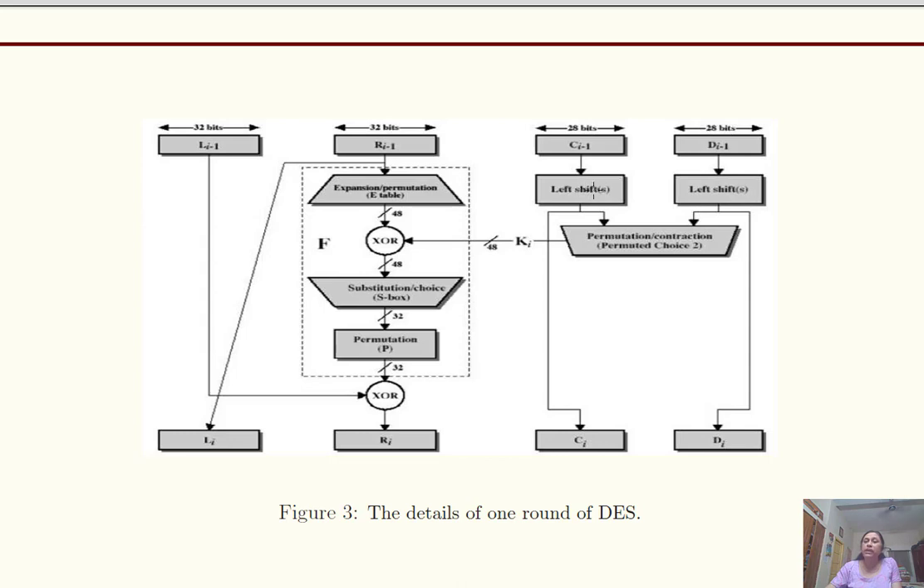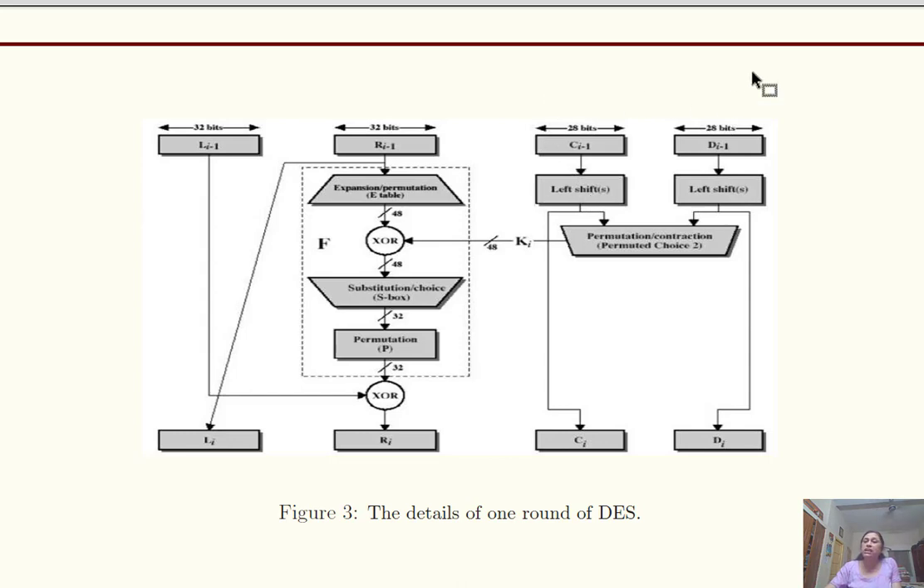Each 28-bit part you give a left circular shift. Left circular shift means the whole 28-bit string is shifted left, and circular, so the first element comes as the last element. Now how many left shifts? Generally 1 or 2 left shifts are given for this part as well as for this part, and it depends on which round you are in. We have a table specifying how many shifts you are going to use.